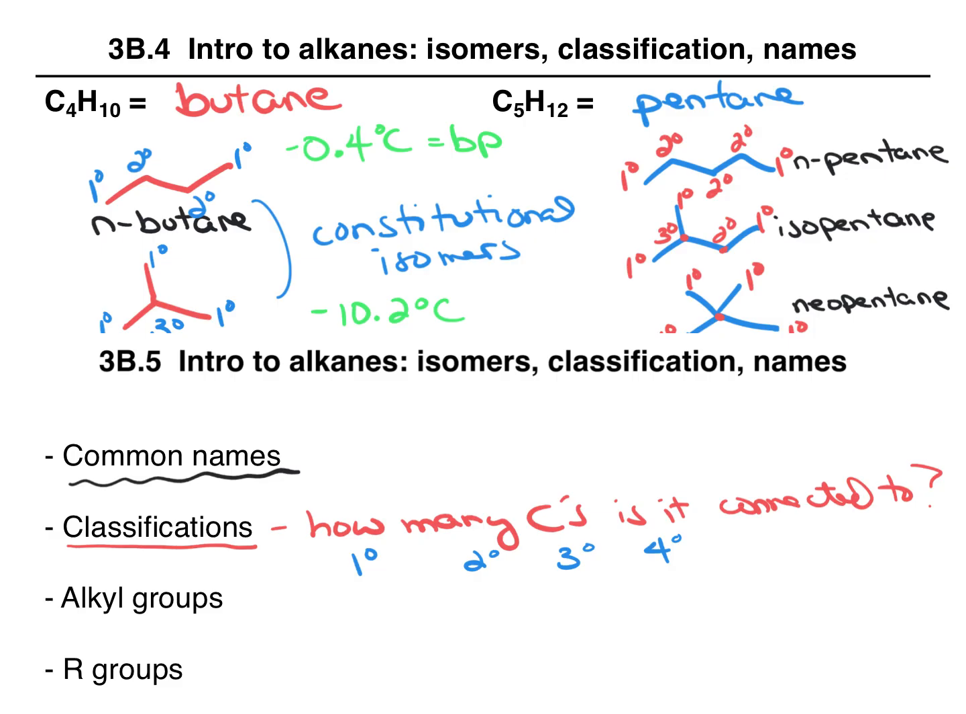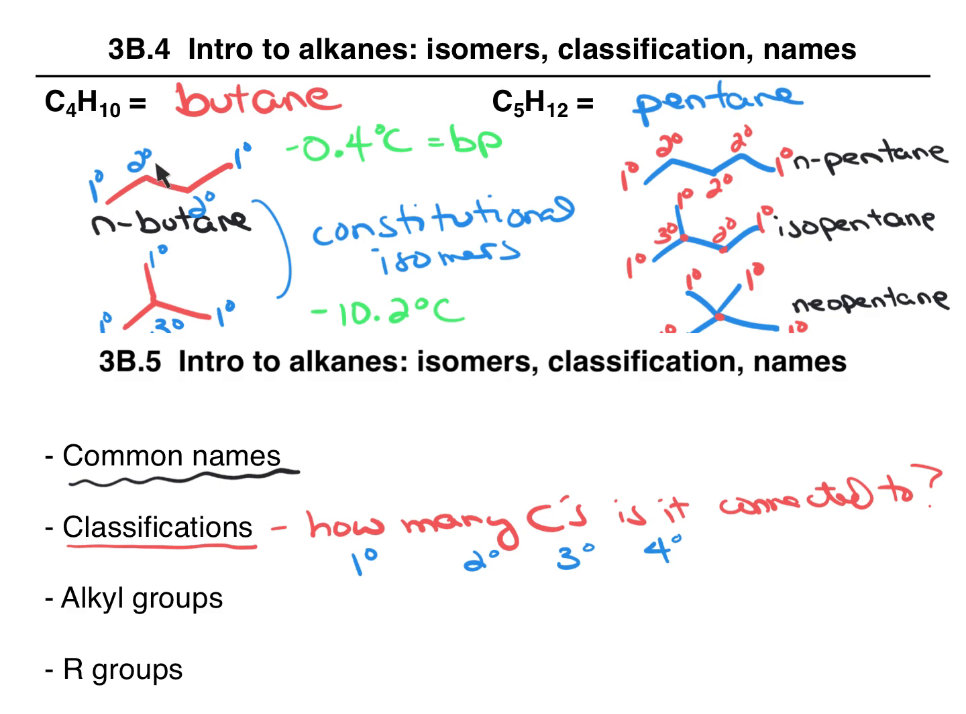In addition to classifying the carbons as primary, secondary, tertiary, quaternary, we can also classify the hydrogens, although we're not going to use this quite as often. So here we have three hydrogens, and because those hydrogens are connected to a carbon that's connected to one other carbon, then those are called primary hydrogens.